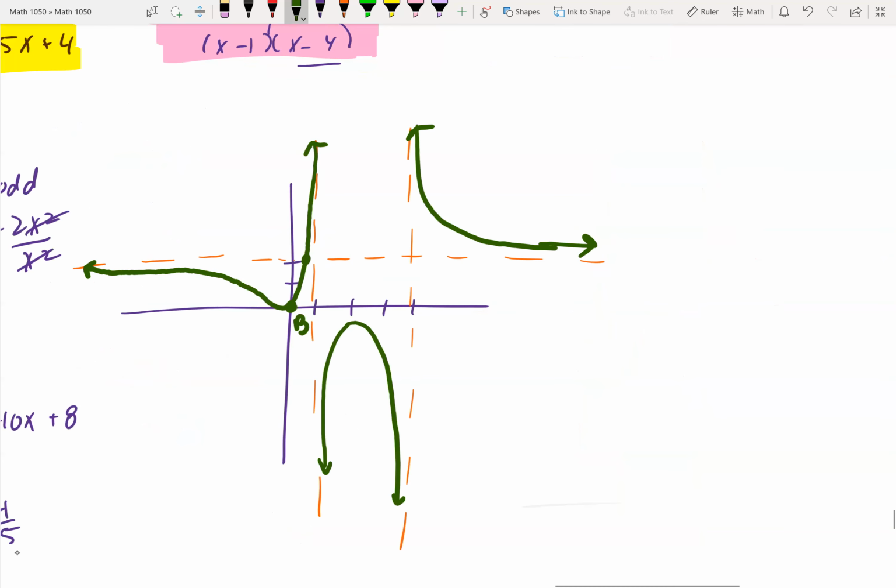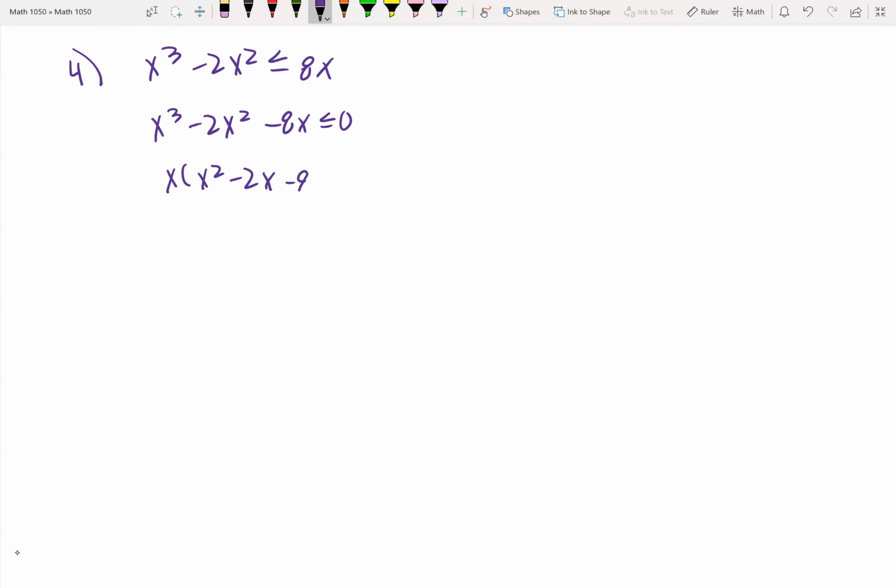Here's number 4. Number 4 is another critical numbers problem. So here is your inequality. Step number 1, set it equal to 0. So it looks like this. Step number 2, factor. So it's x to the second minus 2x minus 8. Next step, continue to factor. So it goes to x and x. 4 and 2. Signs are different. Biggest is the negative. Next step are critical numbers.